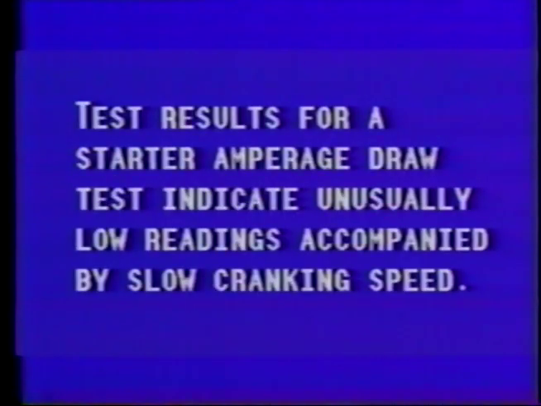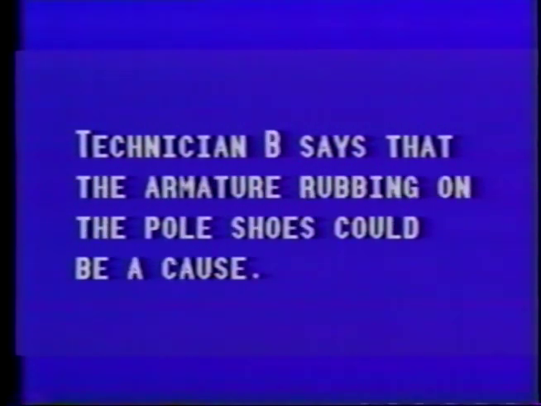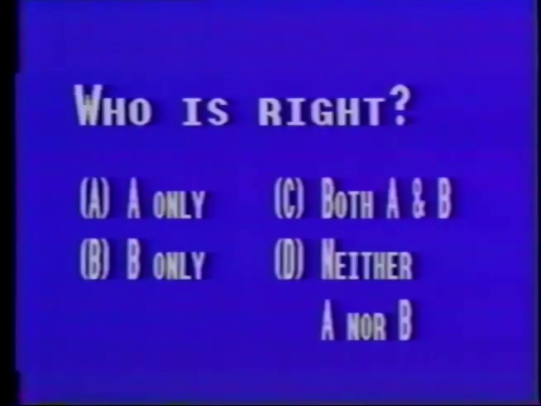The next starter question approaches the same subject from a slightly different angle. Test results for a starter amperage draw test indicate unusually low readings accompanied by slow cranking speed. Technician A says that a possible cause could be poor commutator or brush condition. Technician B says that the armature rubbing on the pole shoes could be a cause. Who's right? A only. B only. C, both A and B. D, neither A nor B.